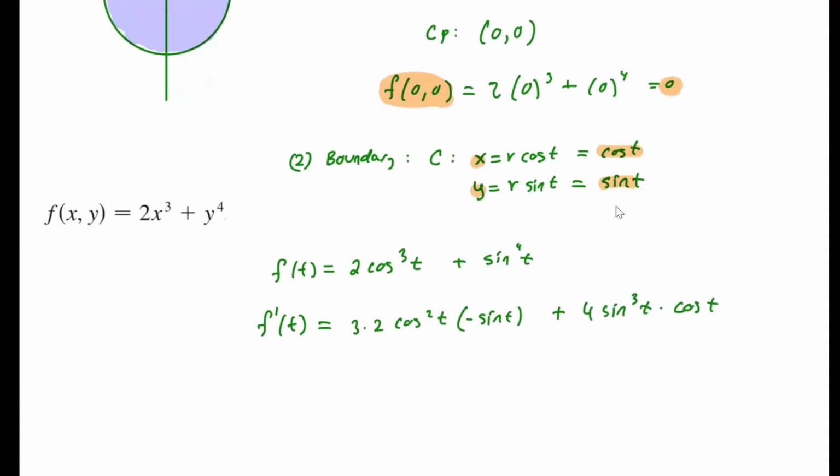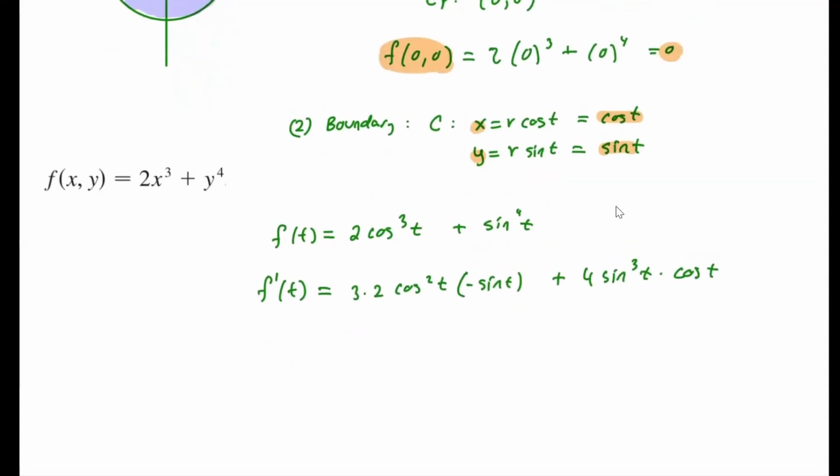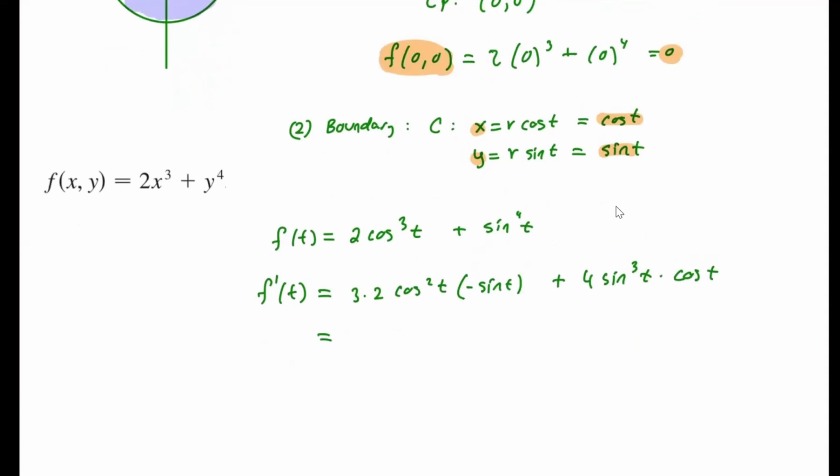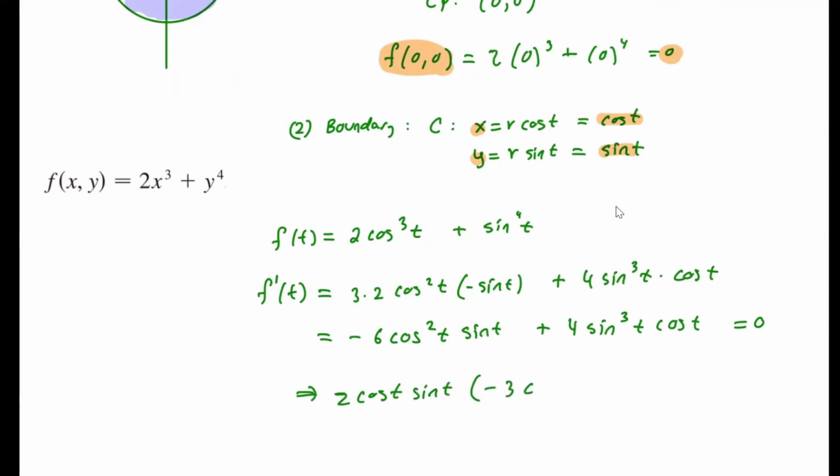All right, and then we're going to set it to 0 to see if there's any critical numbers that we can use along the boundary. So this will simplify to -6 cosine squared of t sine of t plus 4 sine cubed of t cosine of t. Then we're going to set it to 0. So let me do a little factoring. I could just pull out a 2 cosine t sine t. Then the first term will be -3 cosine of t, and the next term will be +2 sine squared of t equals 0.